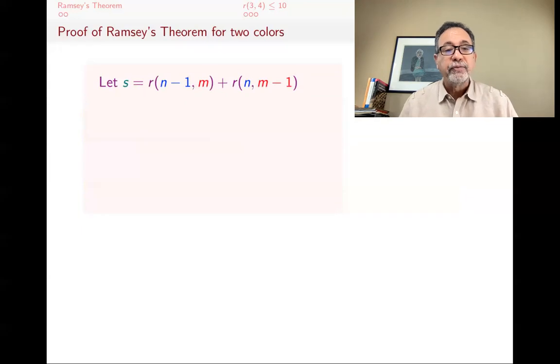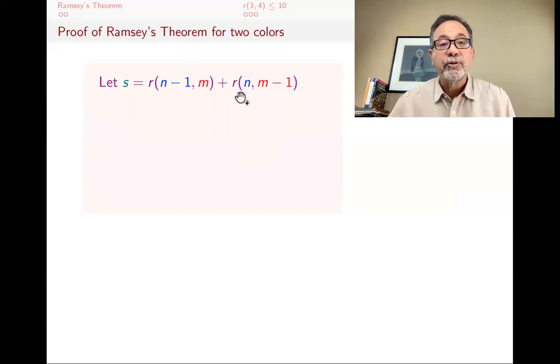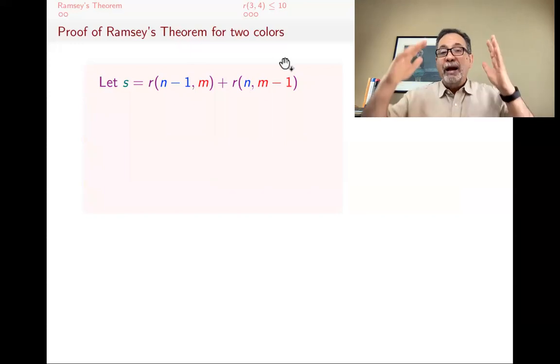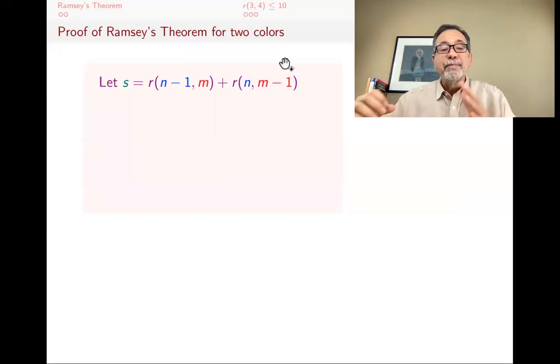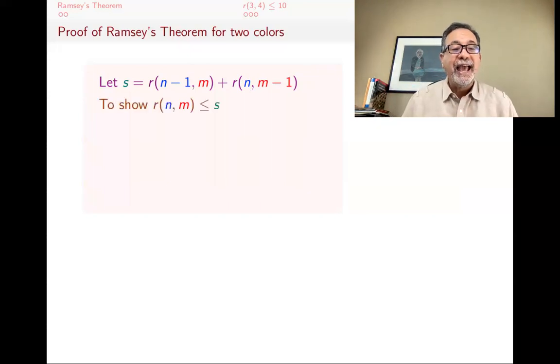So S is going to be R of n minus 1, m plus R of n, m minus 1. This is a finite number because I'm assuming that these prior cases have already been done. I'm thinking that I'm filling out that table and I'm doing it in order. So I've done the previous cases, and I want to show you that Rnm is going to be less than or equal to S.